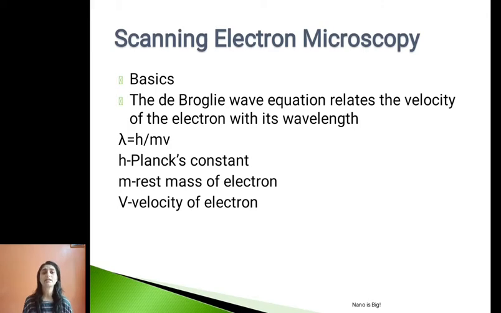We know that the de Broglie wave equation relates the velocity of the electron with its wavelength by the formula lambda equals h by p, where p is momentum and it is given by mv. So basically lambda equals h upon mv. h is Planck's constant, m is the rest mass of the electron, and v is the velocity of the electron.